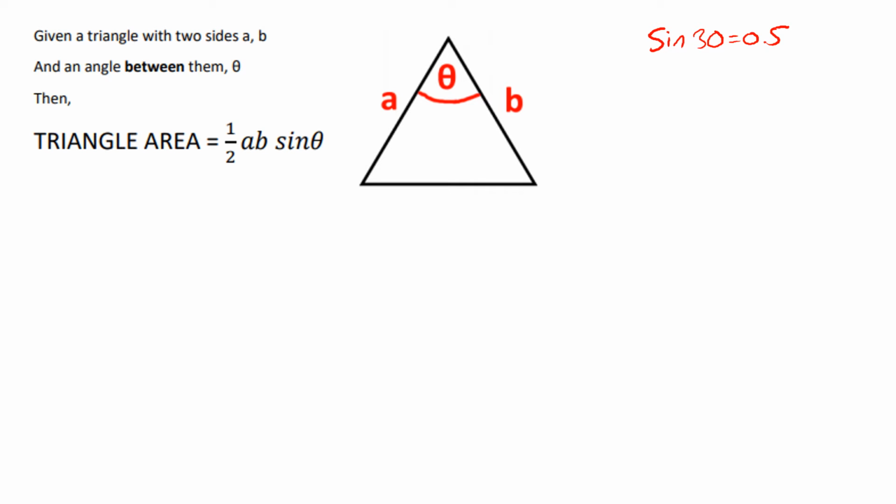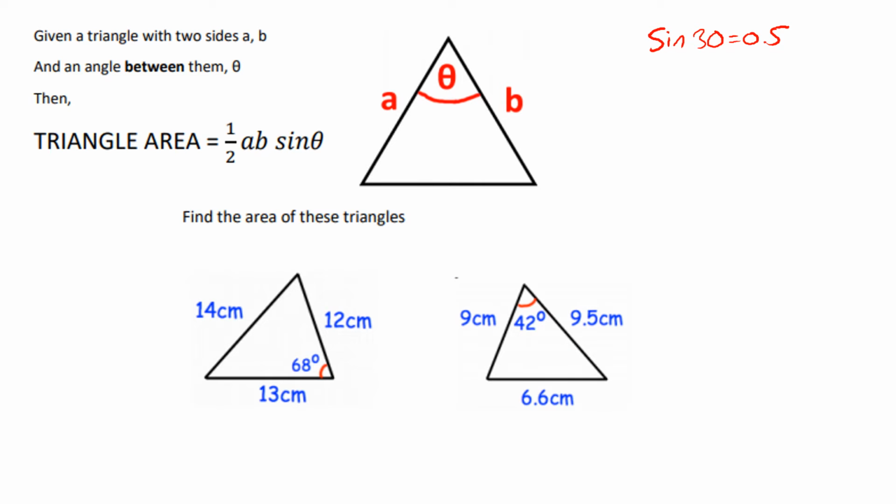Now, let's actually have a look at using this. If we want to find the area of the triangle on the left hand side, we have to pick the sides that are relevant. You'll notice that we want to pick two sides, A and B, and the angle that is between them. That's our theta. So our angle is 68 on this first triangle, and the two sides between it are the 13 and the 12. So we actually don't need the 14 at all. Bear that in mind. So area is going to be a half times A times B times sine 68, which will give you a total of 72.3 centimeters squared.